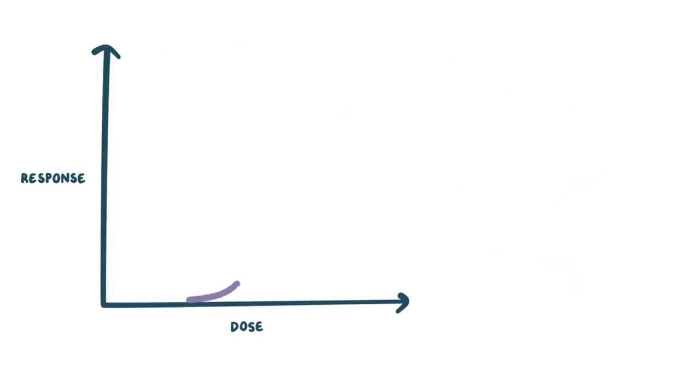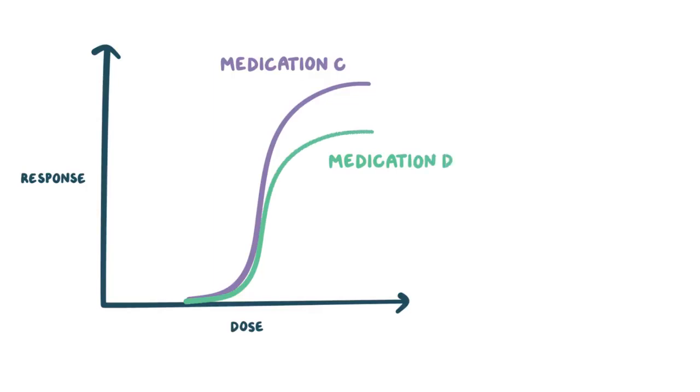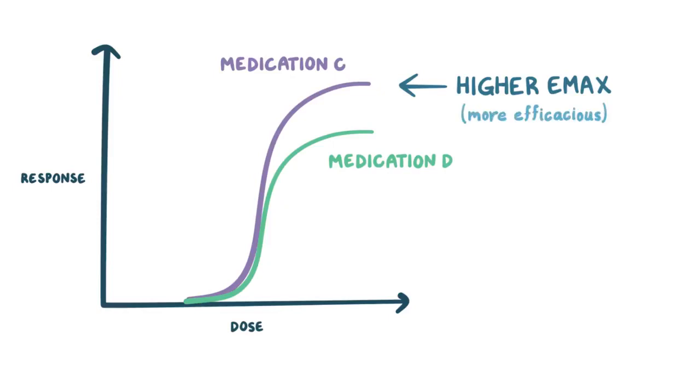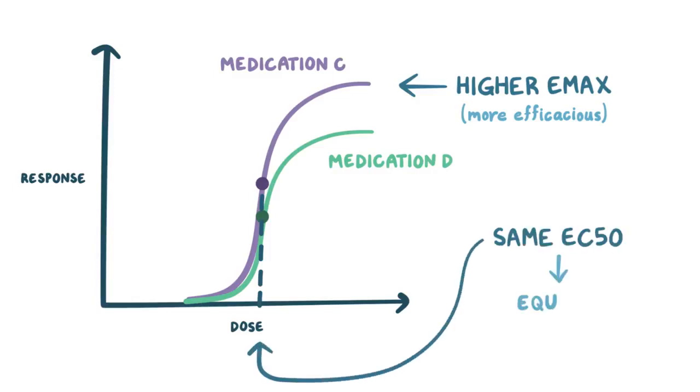Now let's look at two other medications, C and D. Medication C achieves a higher maximum effect on the y-axis, meaning that it's more efficacious than D. In other words, the higher the curve, the higher the efficacy. At the same time, though, on the x-axis, the EC50 for 50% of that effect is the same for both, so they're equally potent.